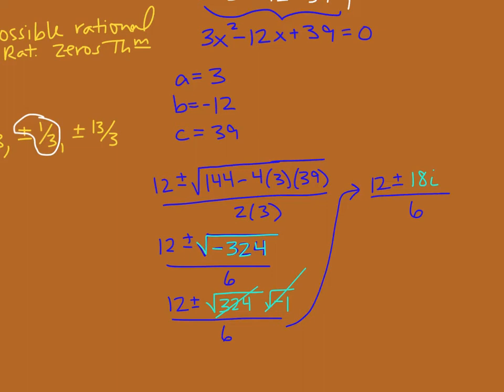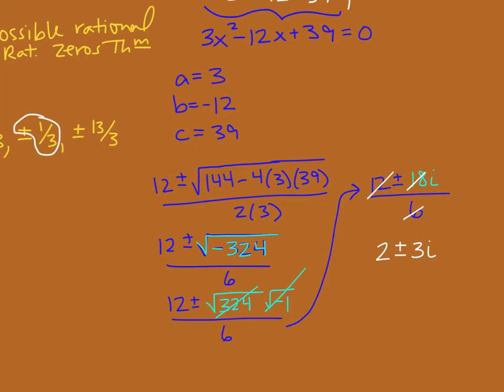Now from here, can we simplify? 1, 2, 3. Yes, we can divide all of these by 6. When we do that, we'll divide the 12 by 6 and get a 2. We'll divide the 18 by 6 and get a 3. And we'll divide the 6 by 6 and get a 1, which we don't have to put because it's a 1 in the denominator only.